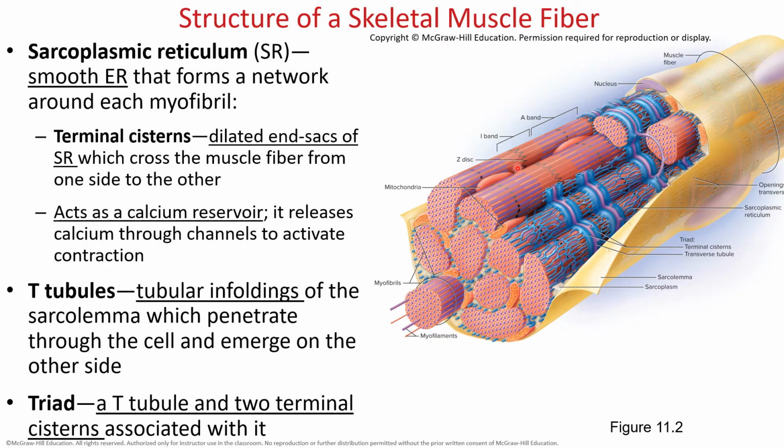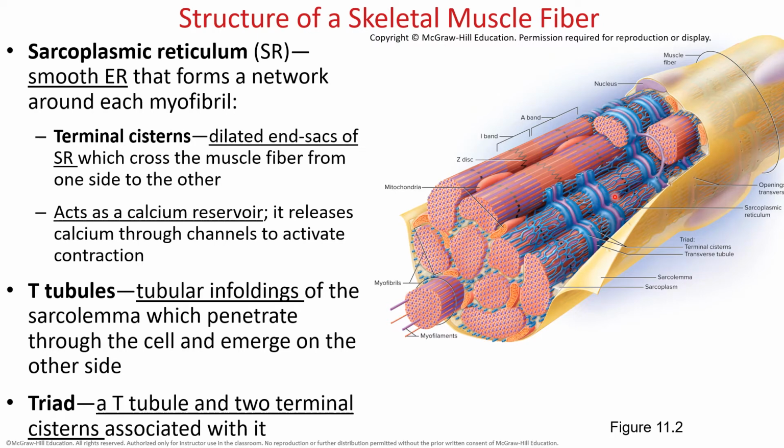So here's a few more structures that we need to discuss. The sarcoplasmic reticulum is a smooth endoplasmic reticulum, but this is for a muscle cell. This SR, sarcoplasmic reticulum, you can see it right here. These blue things here, this is the sarcoplasmic reticulum. And then notice at the end we have these dilated parts of it. This is known as the terminal cisternae, which is going to act as a calcium reservoir. It's going to release calcium through channels to activate contraction.